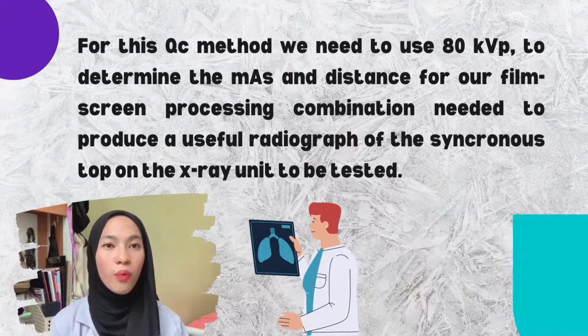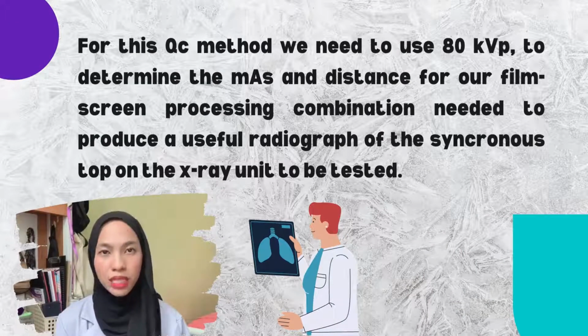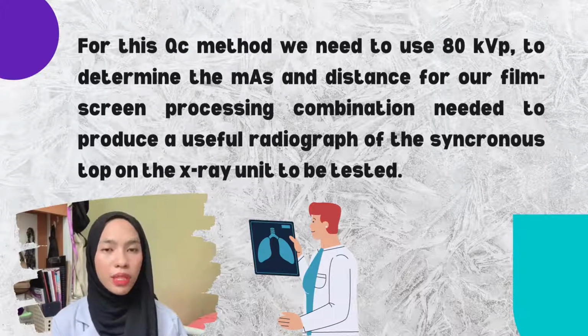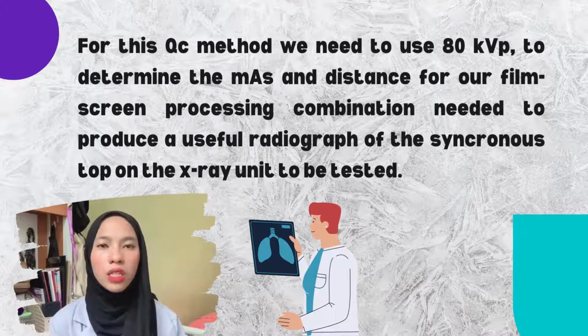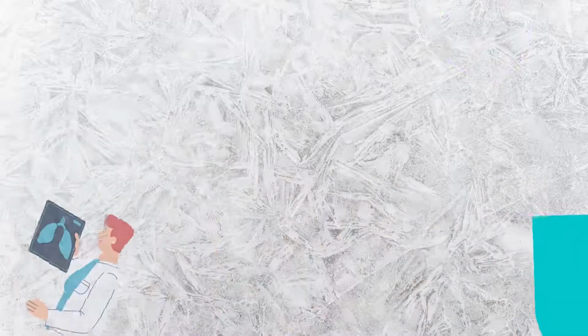Today I will explain to you about the QC method. What we need to use in this QC method is 80 kVp to determine the mAs and distance for our film screen processing combination, to produce a useful radiograph of the synchronous stop on the X-ray unit to be tested.